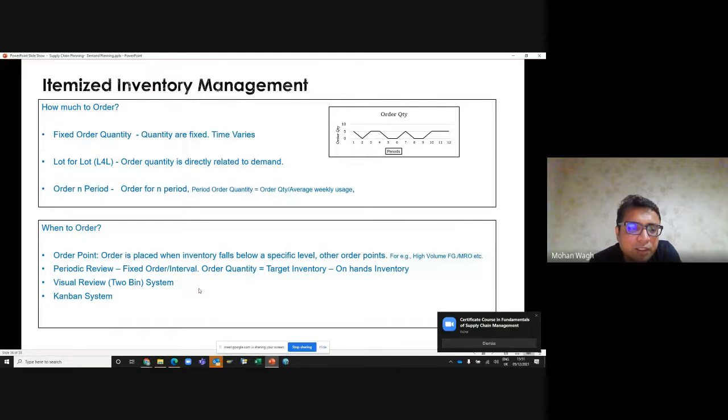And then we can move forward to when to order. So order point: an order is placed when inventory falls below a specific level.